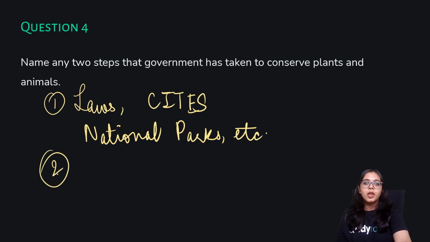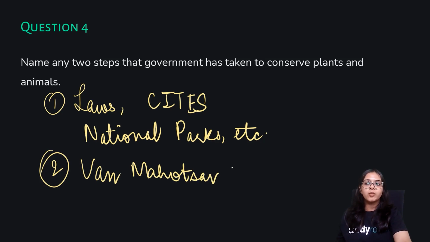The second step could be that the government has taken the initiative to conduct a program known as Van Mahotsav. That is basically a social awareness program, so that people like you and I can get motivated to think about the planet, to conserve our forest resources, and to get along with the drive and plant more trees. So social awareness programs like Van Mahotsav.